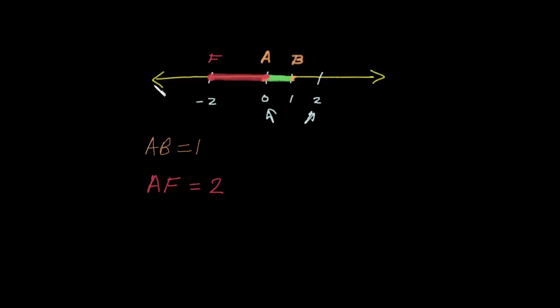So now, the length of the segment is the number associated with the distance between these two points. This value 1 is associated with the distance between A and B. So this is a distance. The distance from A to B is 1. Similarly, the distance from A to F, and again, we're not talking about the segment, that distance is 2. So this is a distance.